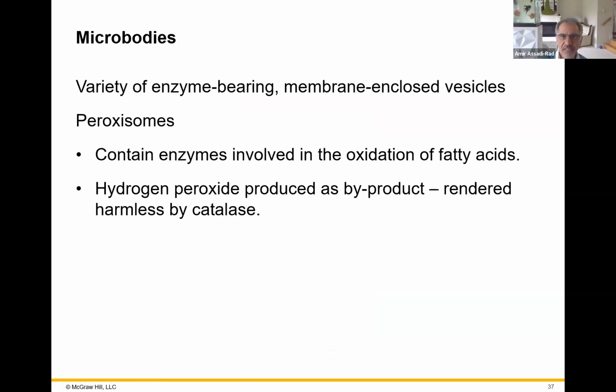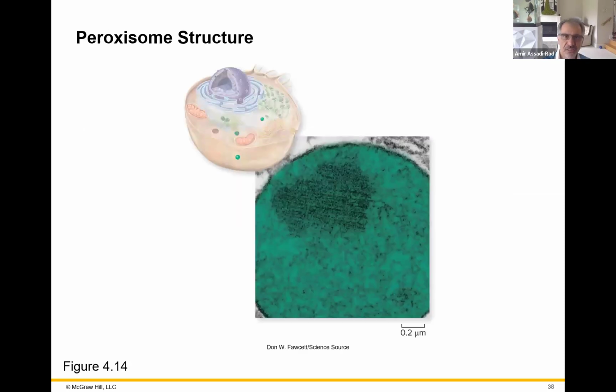Microbodies: a variety of enzymes breaking down, membrane-enclosed vesicles, peroxisomes. It has hydrogen peroxide, again, quiz question, contains enzymes involving oxidation of fatty acids. Hydrogen peroxide is produced as a byproduct and rendered harmless by catalase. So these are the structures. Here is a peroxisome inside of the cell, as you can see.